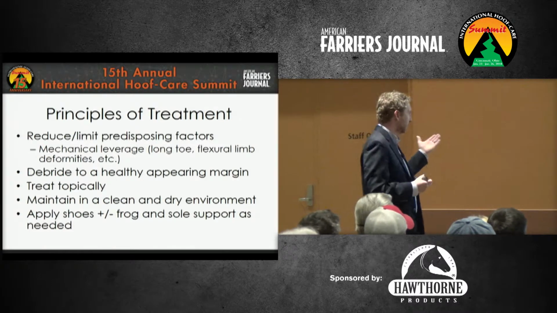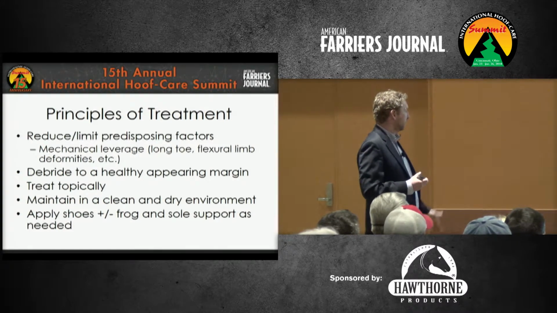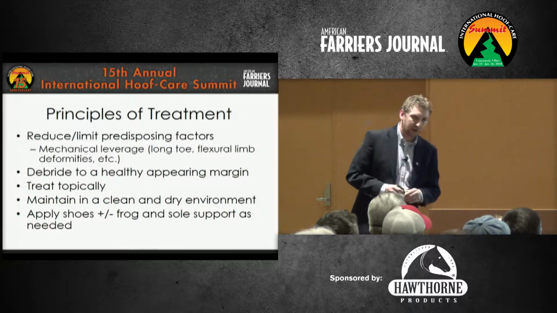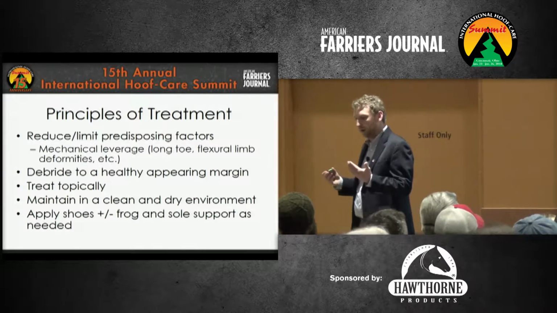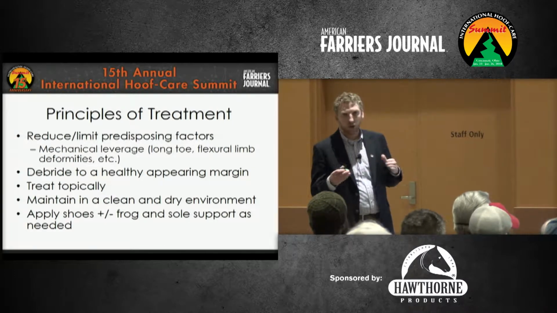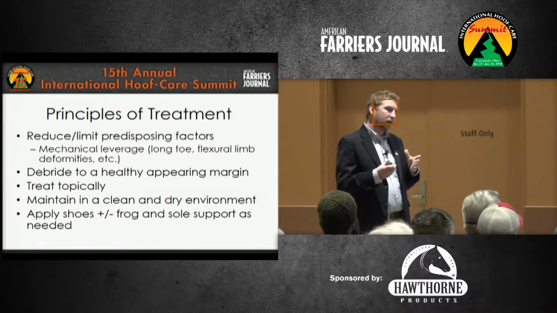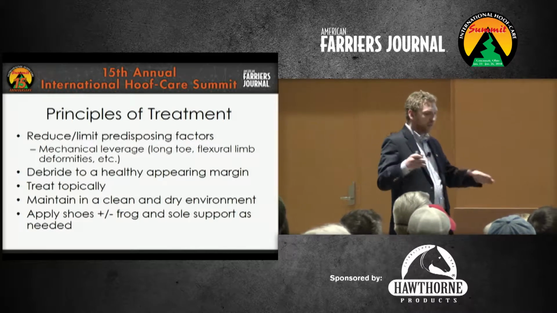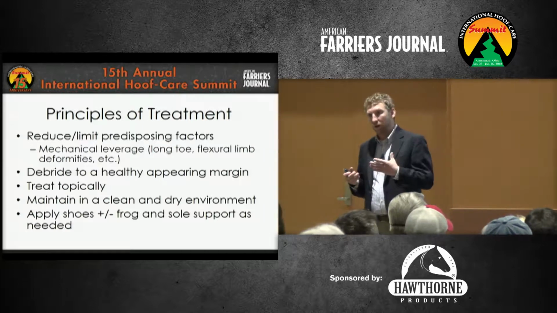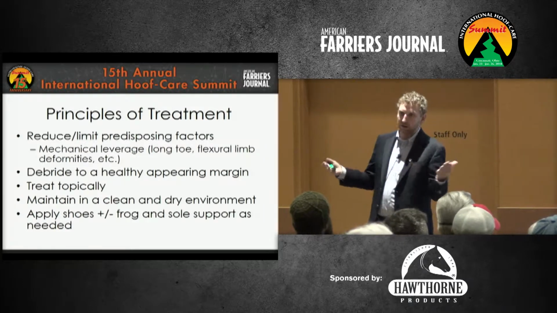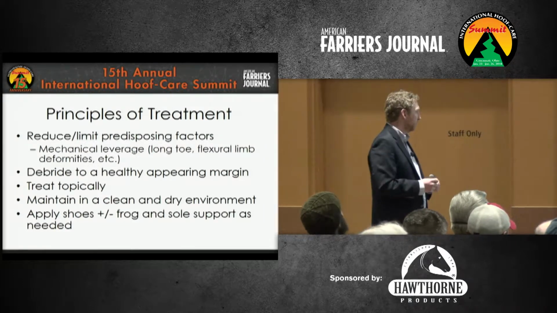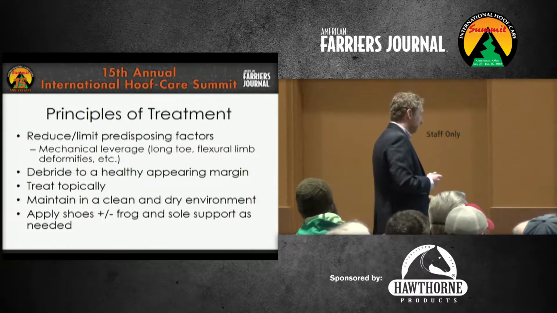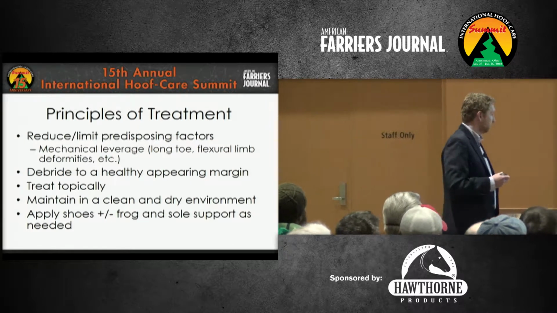Okay, and so for white line disease, the principles you would like to achieve would be to reduce or limit the predisposing factors. That means the mechanical lever, the prying on a clubfoot horse, a chronic laminitic, the long, distorted, unhealthy hoof capsule, all of those things. We'd like to reduce any mechanical leverage that may have increased stress and strain in that area, allowing these opportunistic microbes to invade.